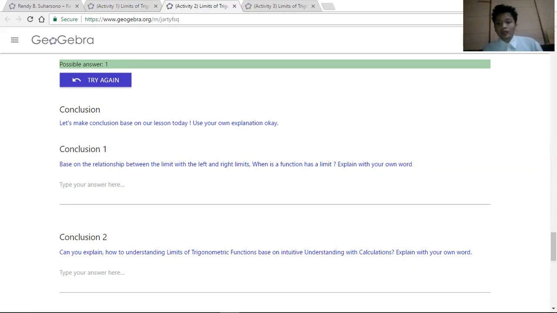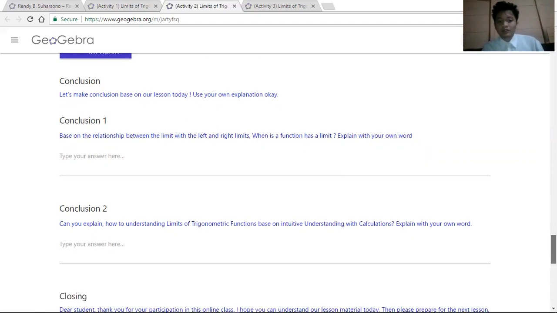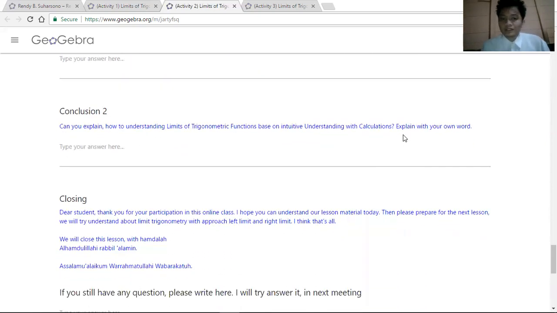Question 2. Can you explain how to understand the limit of a trigonometric function based on intuitive understanding with the question? Explain with your own words.